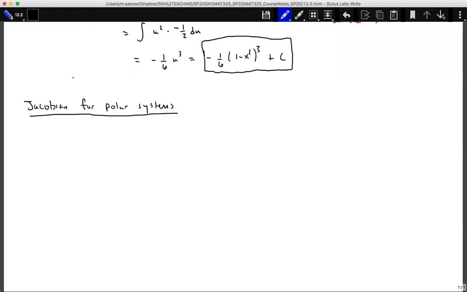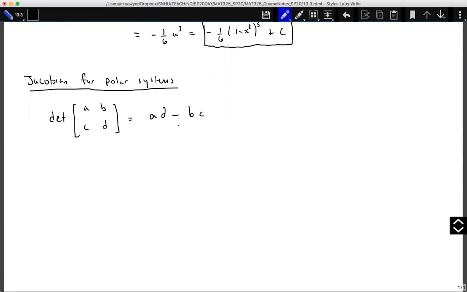So if you've taken linear algebra, you might be familiar with determinants. For the Jacobian for polar coordinate systems, recall that the determinant of a matrix A, B, C, D is equal to the multiplication of the diagonal, AD, minus the off diagonal, BC. So for any matrix A, B, C, D as indicated, you take the elements on the diagonal minus the elements on the off diagonal.